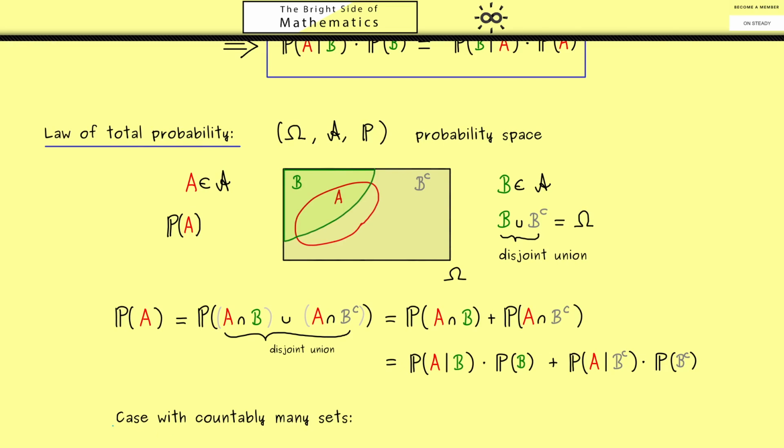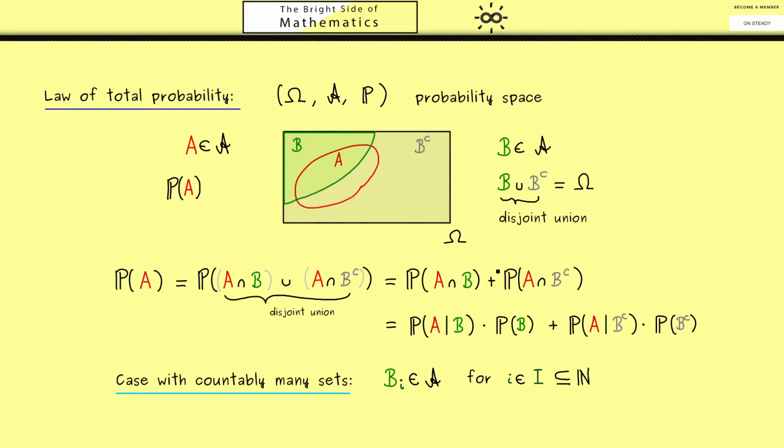We can also deal with the case that we don't have only one set B but countably many. So we could have 2, 3 or even infinitely many. Hence we simply say we have B_i where i comes from an index set that is a subset of the natural numbers. And of course we have to generalize this property here. This means that the union of all these sets is equal to omega. And in addition, as before, it needs to be a disjoint union.